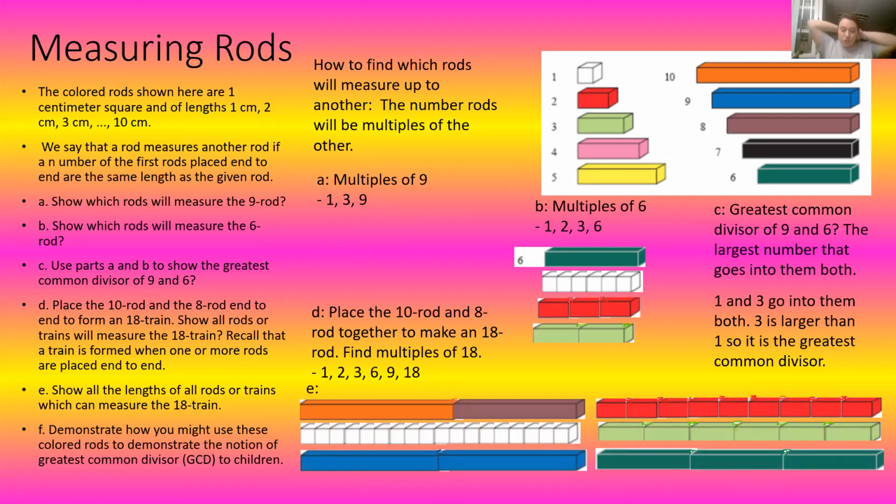So in E, we show all the lengths of all the rods or trains which can measure the 18 train. Here I put a 10 rod and an 8 rod together to show us our 18. Here's our 18 1 by 1s. Here's our 2 9 by 1s. This is our 9 2 by 1s. This is our 6 3 by 1s, and this is our 3 6 by 1s. Okay.